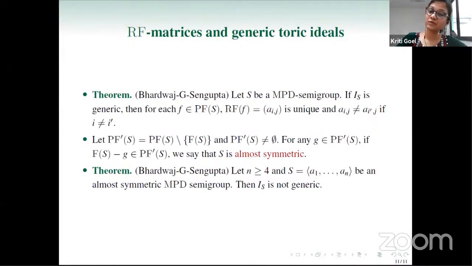The other result is about almost symmetric semigroups. The way we defined almost symmetric semigroups in the case of natural numbers, we can have a parallel definition here as well. But of course, for everything which involves Frobenius numbers, we assume the existence of Frobenius numbers. And once we have this, we were able to prove that if we have an affine semigroup generated by at least 4 elements, which is an almost symmetric MPD semigroup, then the defining ideal is never a generic toric ideal. So these were just some observations that we were able to prove in parallel in higher dimensional spaces.